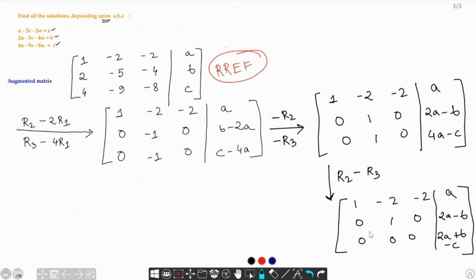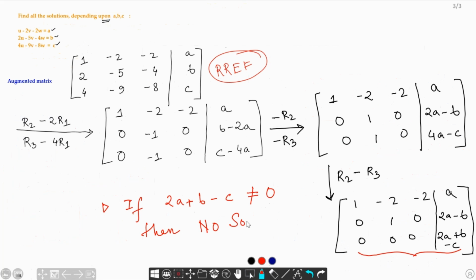So now let's think of it as a system again. Now observe that the last equation says 0 equals this expression in a, b and c, okay? So this is something to note down here. If 2a minus b plus c is some number that is not 0, then, as we have seen, this is never going to happen, right? So the entire system is never going to have a solution. So in this case we have no solution, yes?